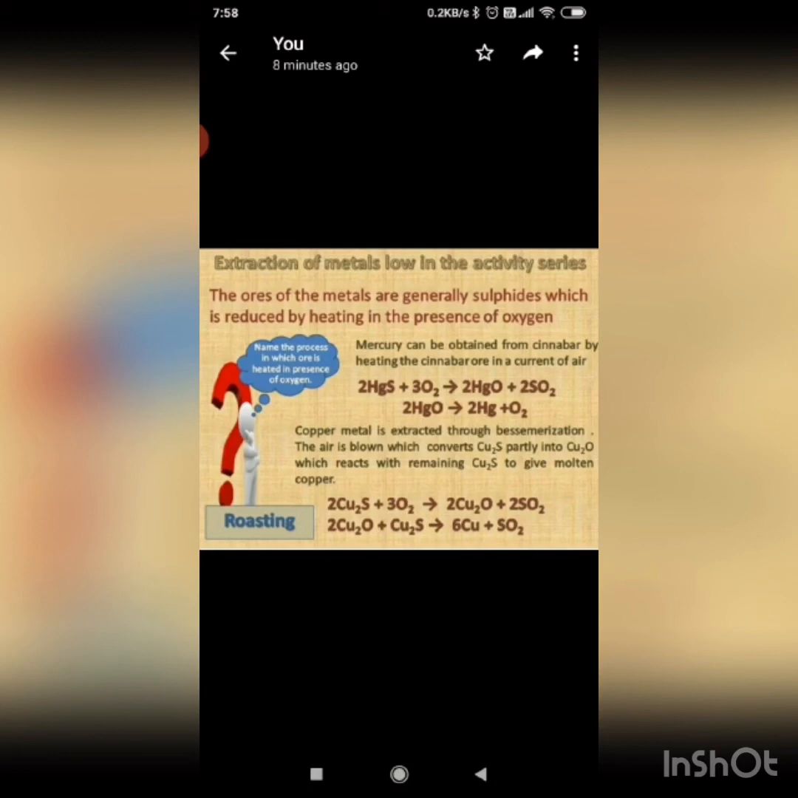Now let's discuss another example, copper. Extraction of copper metal. Copper glance is roasted in the presence of air. Roasting turns copper glance, the ore of copper, into copper oxide. Copper oxide is then heated in the absence of air. This reduces copper oxide into copper metal. See the reaction: copper glance plus oxygen forms copper oxide and sulfur dioxide gas is released. And when copper oxide and copper sulfide react, they form copper metal and sulfur dioxide is released.